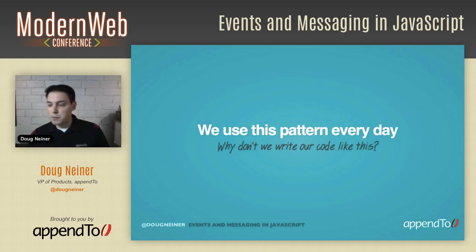It's interesting that this pattern has a name, and the question is, why don't we write our code like this every day if it's so great to work with? We don't have an option with browser code. We can't dig into the internals and do something different or expect it to do something different. So why don't we write code like this all the time?